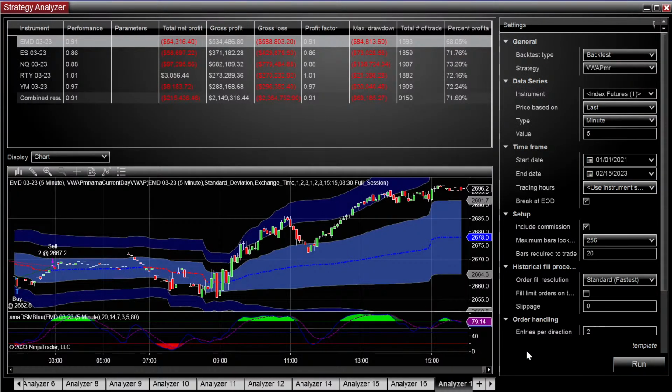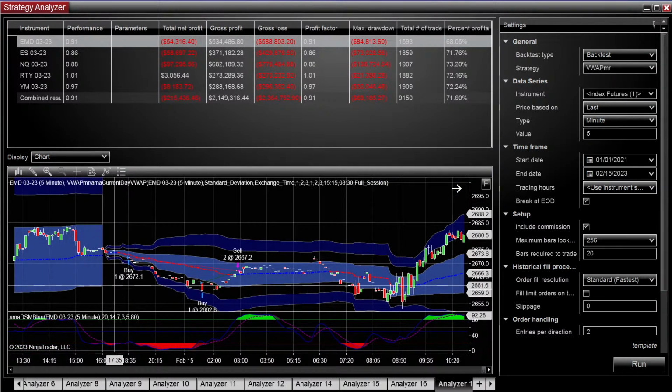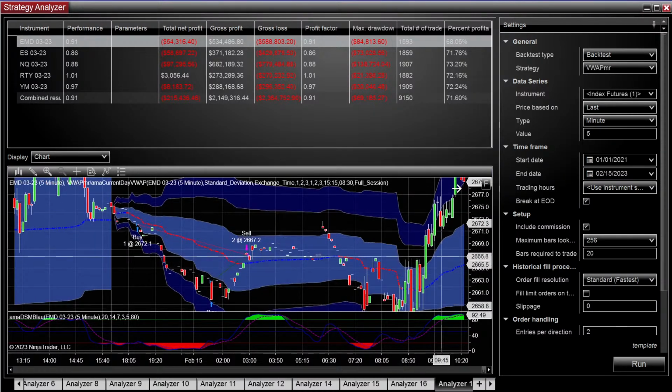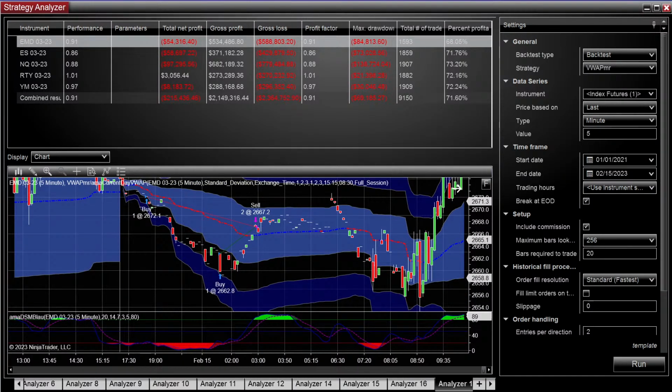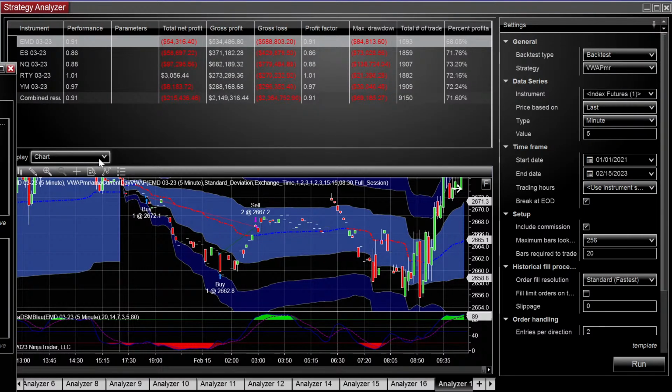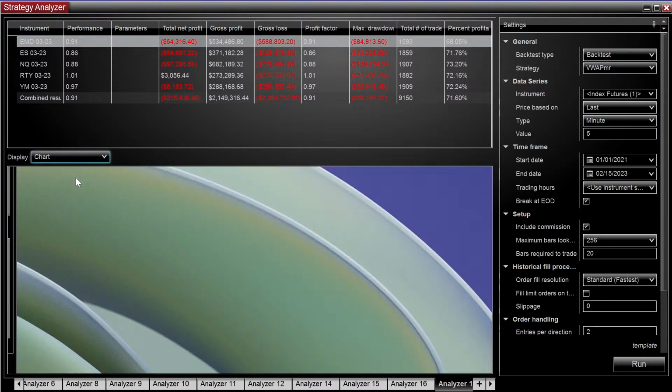Cross above the lower deviation. Right off the bat, I see an issue because we can get entries at the start of the day. Let's look at time of day.